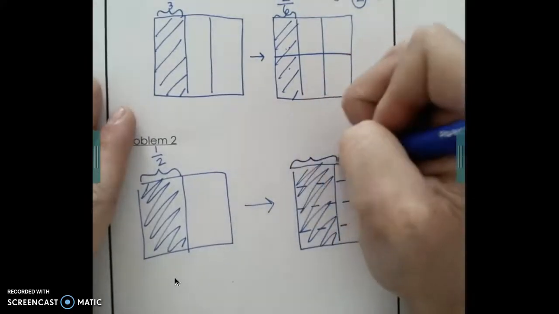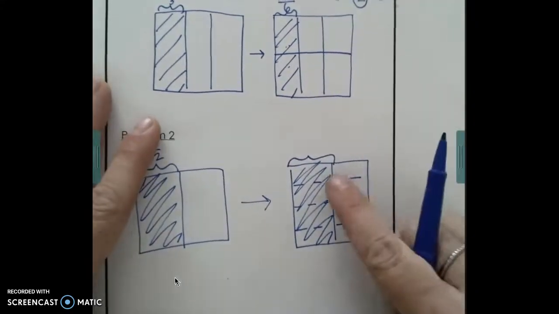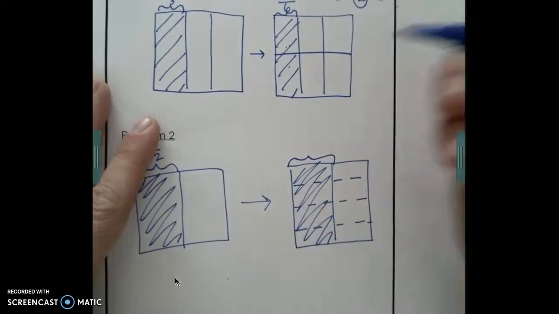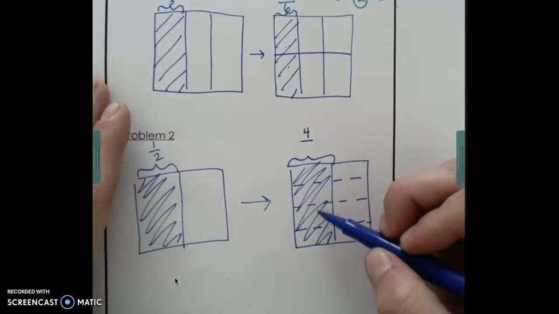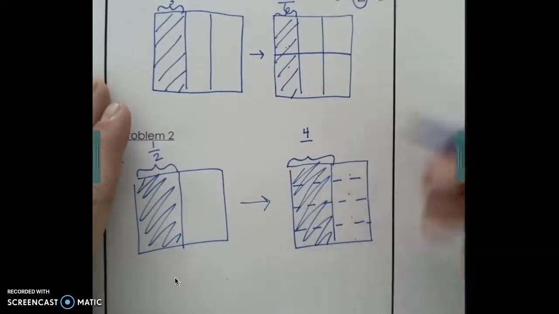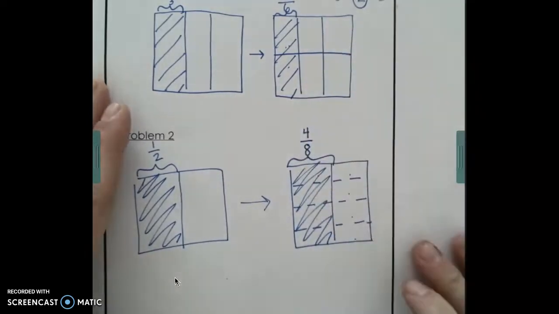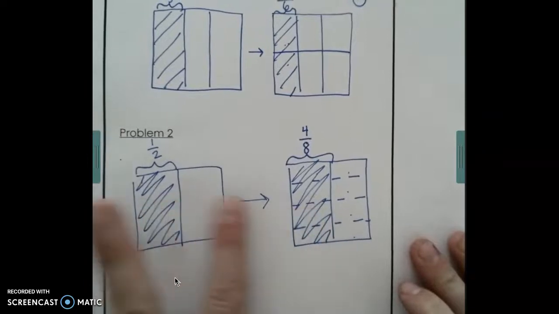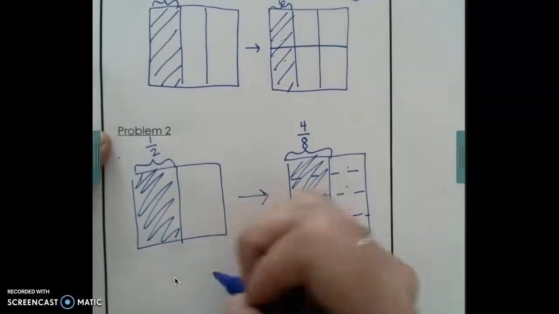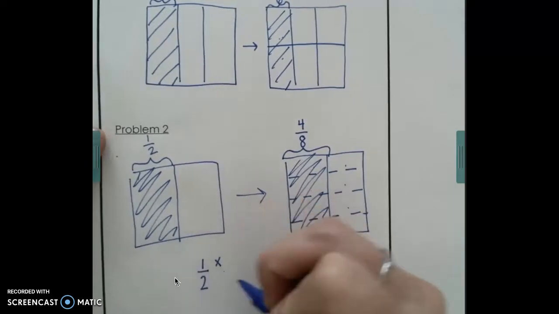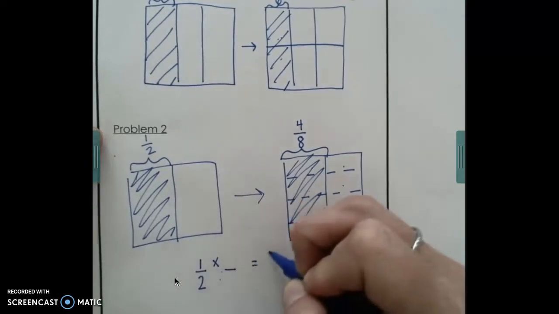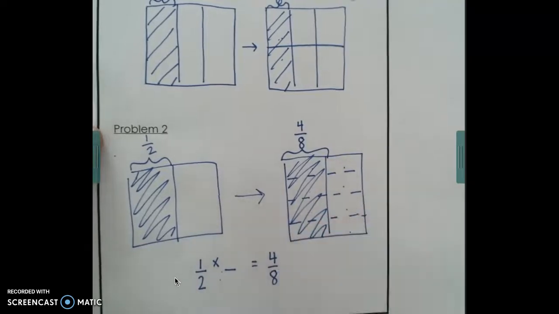So for this one, my fraction is how many shaded parts do we have? 4 over, and then how many total parts is 1, 2, 3, 4, 5, 6, 7, 8. Okay, so same thing we've been doing, right? We're trying to see what is the multiplication that we're doing to get us there. Times equals 4/8. How are we getting 4/8?